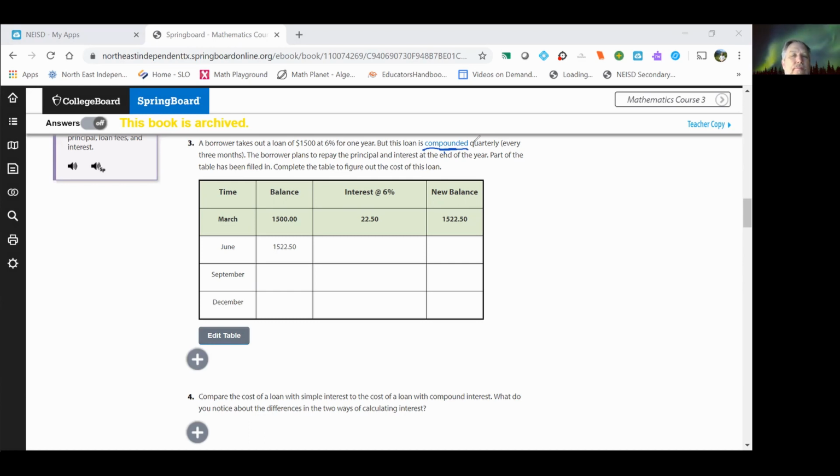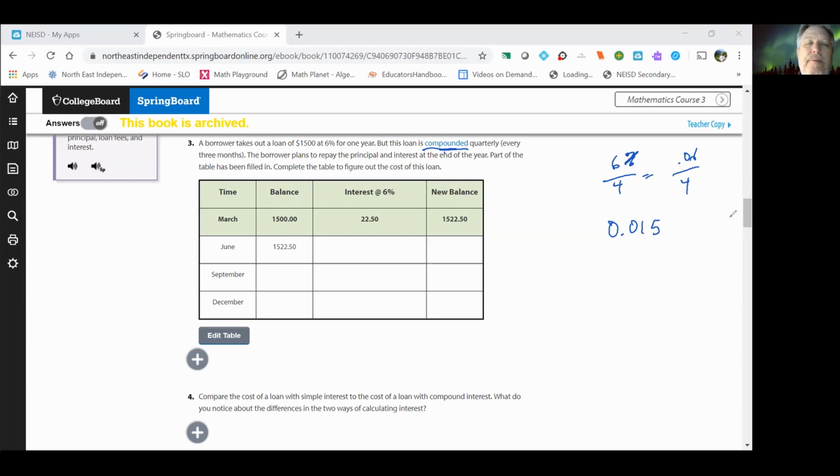So what's important about that is that we understand that we're taking our 6% and dividing it by 4 to get our quarterly interest. So that's going to be 0.06 divided by 4. Let me get back to my calculator here. 0.06 divided by 4, so our multiplier is going to be 0.015. And that's going to be our interest rate for 1 quarter.